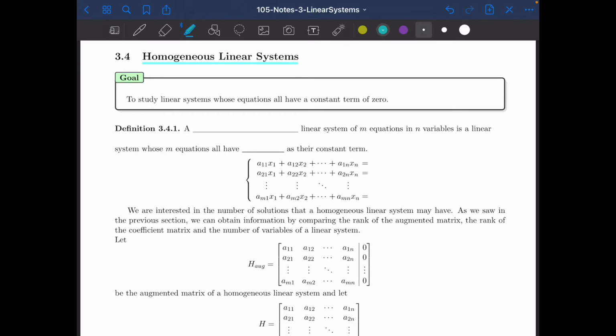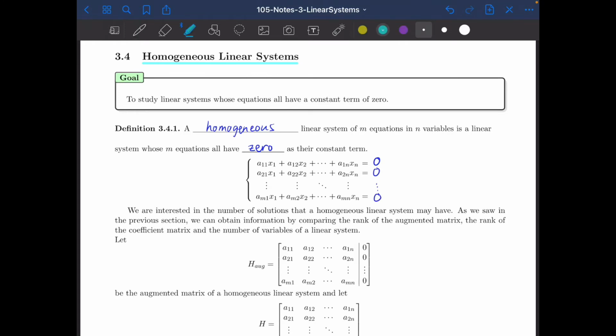Let's look at definition 3.4.1. What is a homogeneous linear system? Well, a homogeneous linear system of m equations in n variables is a linear system whose m equations all have 0 as their constant term. Each of the linear equations has 0 as its constant term.